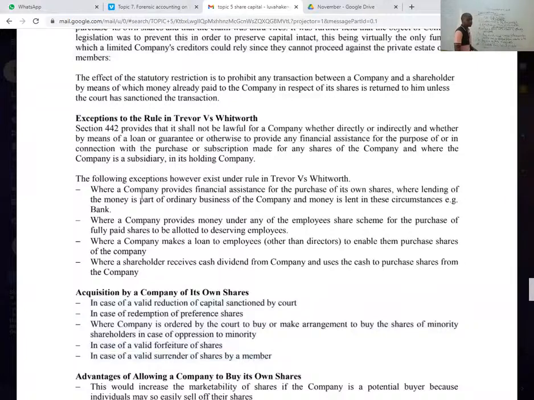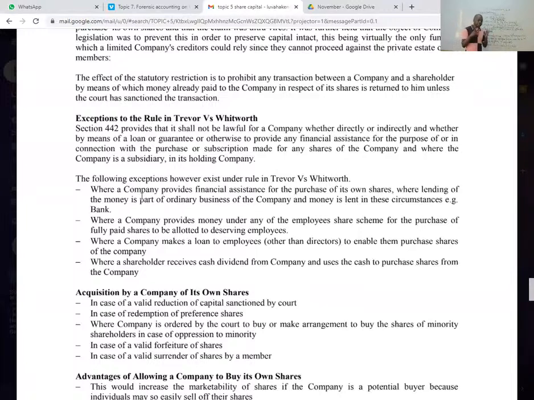So under the first one, you can see where they are saying, where the company provides financial assistance for the purchase of its own shares, where lending of money is part of the ordinary business of the company, and the money is lent in these circumstances, e.g. a bank. So you know the ordinary business of a bank is normally to give out loans. So a bank like Kenya Commercial Bank gives out a loan to someone today. The next day, the person goes on the stock exchange and buys the shares of the company. Since it is the ordinary business of the bank to give out loans, it is not prohibited. In such a case, it can be allowed to finance.